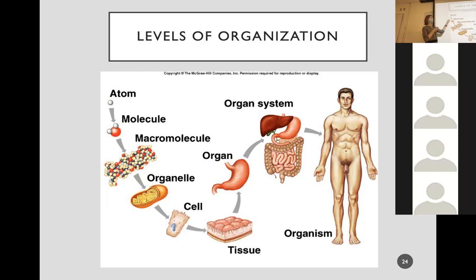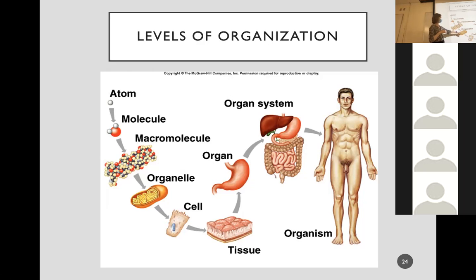Atoms are going to form molecules, so a bunch of atoms coming together make a molecule. A bunch of molecules coming together can make a macromolecule, a big molecule. So these are like proteins and carbohydrates and nucleic acids and lipids. We'll talk about those again pretty briefly. Those coming together can form organelles. So we hopefully remember cells, at least our cells within them have all these little tiny organs or organelles.